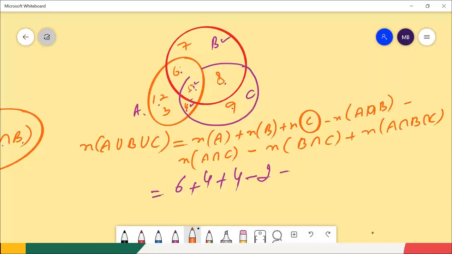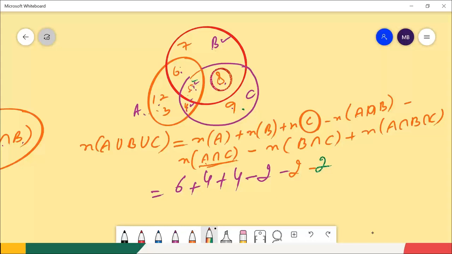Similarly, while counting number of elements in C, we counted 5 and 4, which was already counted in A and B. So we need to exclude A intersection C. A intersection C has two elements, so we need to exclude these two elements. Then we need to exclude B intersection C, because this 8 was counted with C and then again with B. This 5 was counted with C, again with B. So we need to exclude these 5 and 8. So there are two elements.